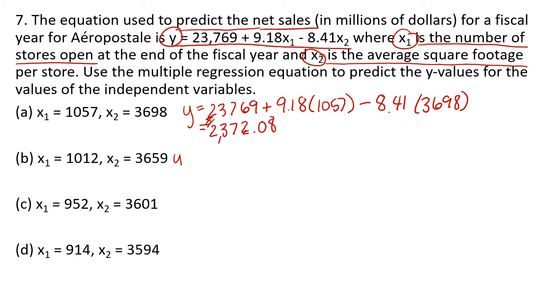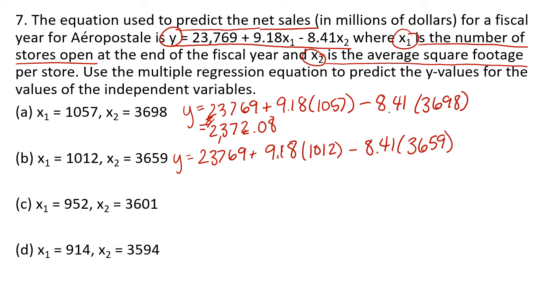And so you just do that for each of them, using the equation, plugging in the new values of X1 and X2, multiply, add, and subtract, and then you should get 2,286.97, so 2.2 billion whenever they have a couple fewer stores and each store is a little smaller, right? That's what happened in our X1s.